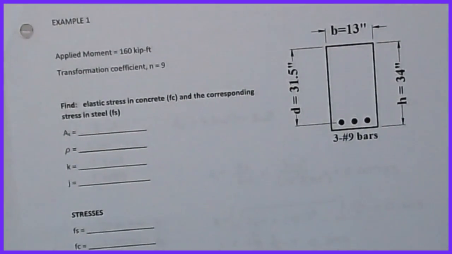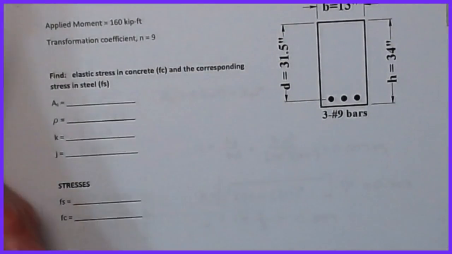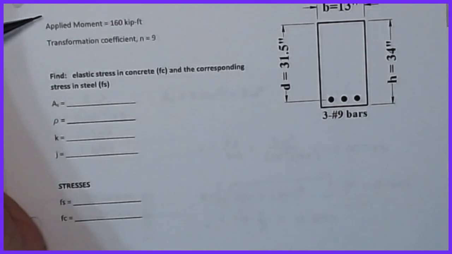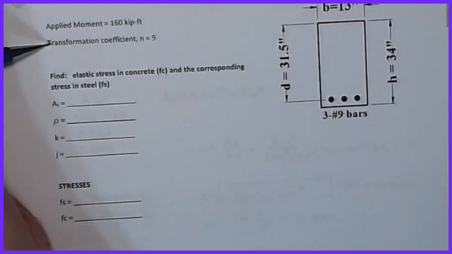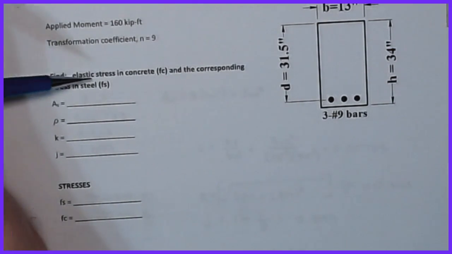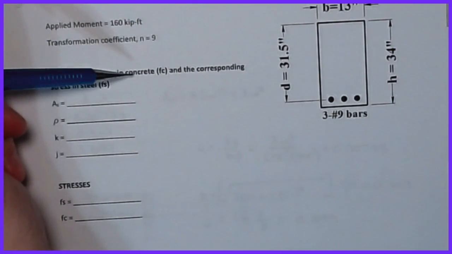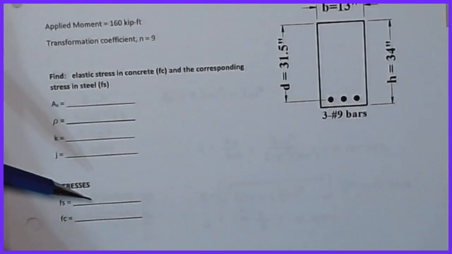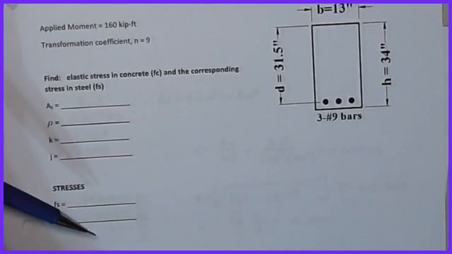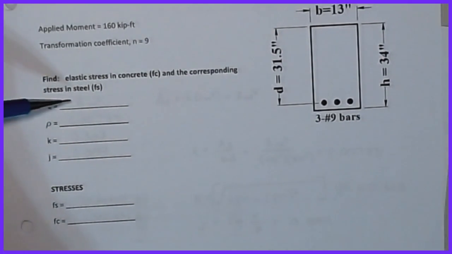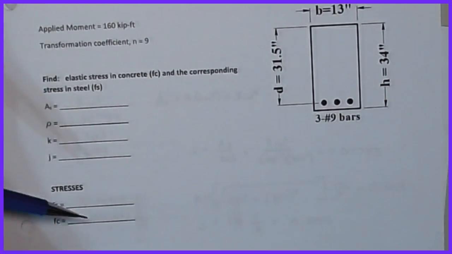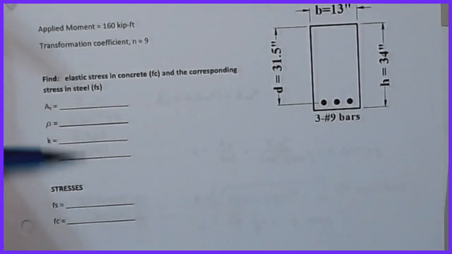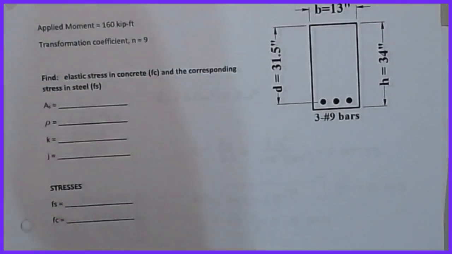So again, kind of like what I did the last time, I'm going to show you one of the worksheets that I would work for this, that if I gave you an applied moment and that transformation coefficient N, you should be able to find me the elastic stresses in concrete and the corresponding stress in the steel. And so I walk you through the procedure, and you use the equations that I just showed you. And for my students in my class, this is one of the sheets that you work as a class activity. For my other viewers, you can work through this and you'll get it.